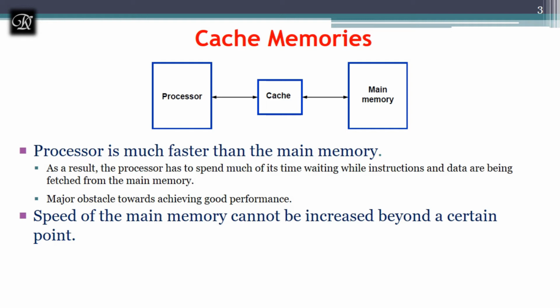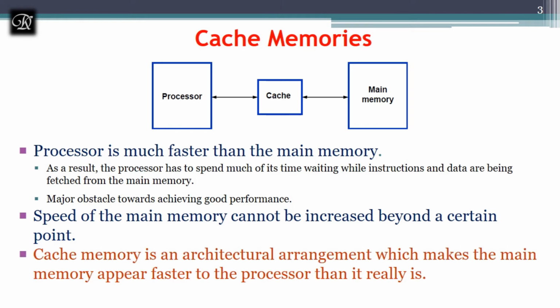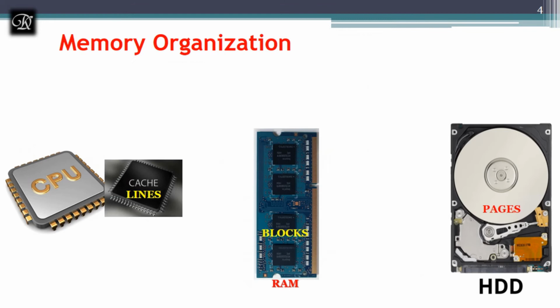So to cope up with the speed of the processor, we have to introduce a new memory buffer, which we call a cache. A cache memory is an architectural arrangement which makes the main memory appear faster to the processor than it really is. It means we are introducing a component between the main memory and the processor, which is going to give the data to the processor faster than the main memory. This we have seen in the first video also, basic concepts.